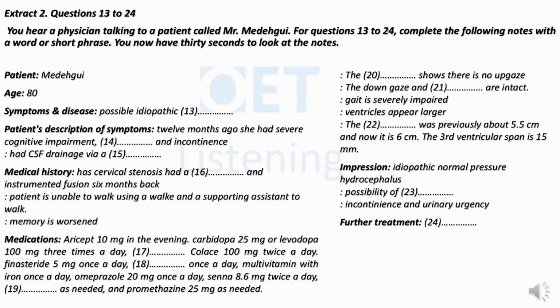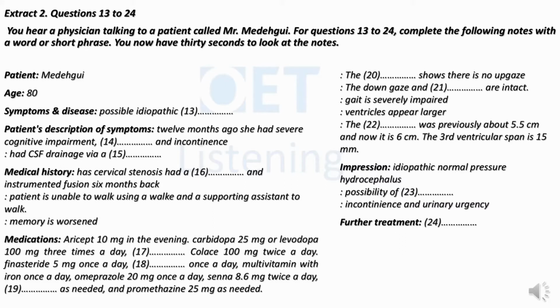Do you have any headaches? No, Doctor. I think my memory has worsened. What medication are you taking? Aricept 10 milligrams in the evening, carbidopa 25 milligrams or levodopa 100 milligrams 3 times a day, citalopram 40 milligrams daily, Colace 100 milligrams twice a day, finasteride 5 milligrams once a day, Flomax 0.4 milligrams once a day, multivitamin with iron once a day, omeprazole 20 milligrams once a day, Senna 8.6 milligrams twice a day, Tylenol 650 milligrams as needed, and promethazine 25 milligrams as needed.